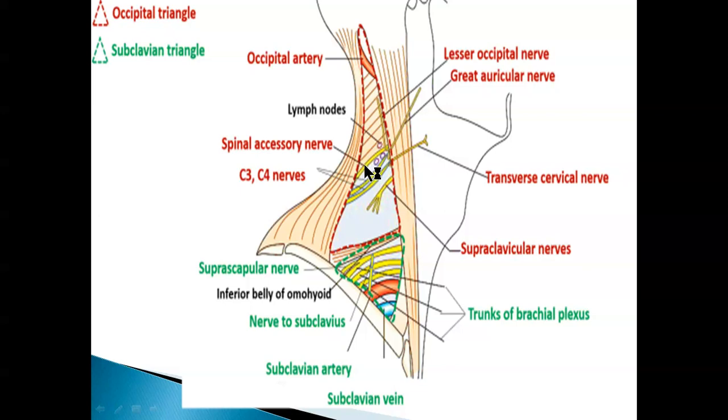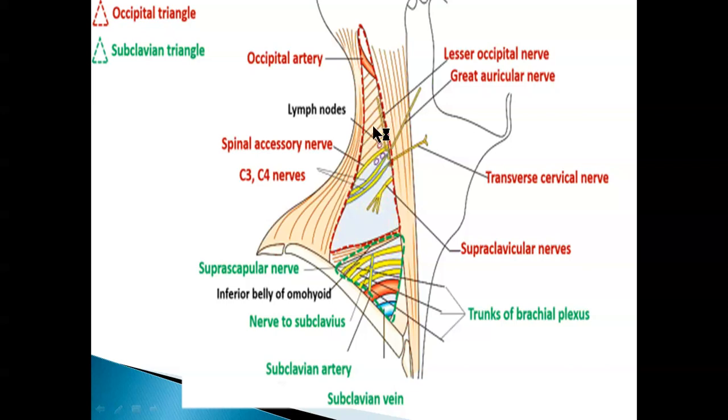Hence, because there are lymph nodes also present in this area, suppose you want to do a biopsy in the posterior triangle. While doing a biopsy in this area, the spinal accessory nerve is the one which can very frequently be injured. So care must be taken in this area while doing a lymph node biopsy.